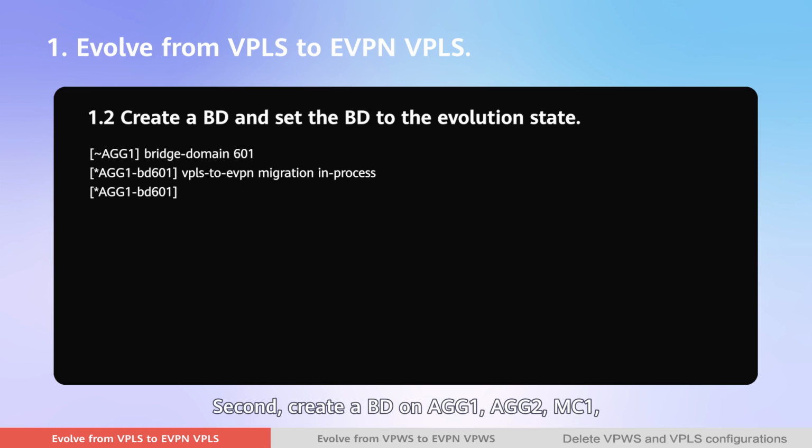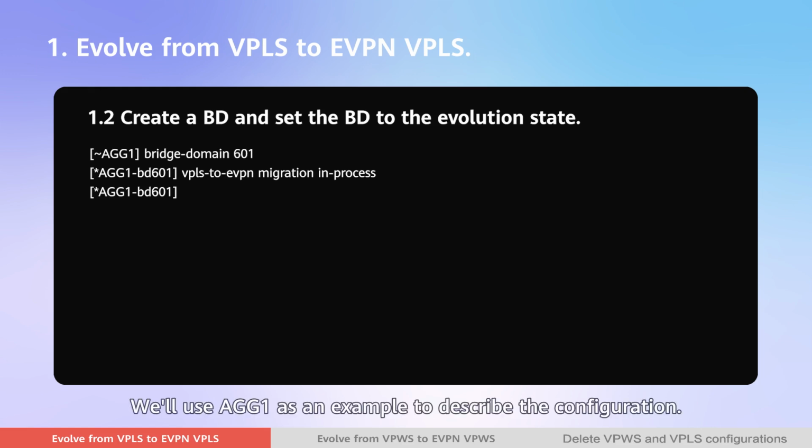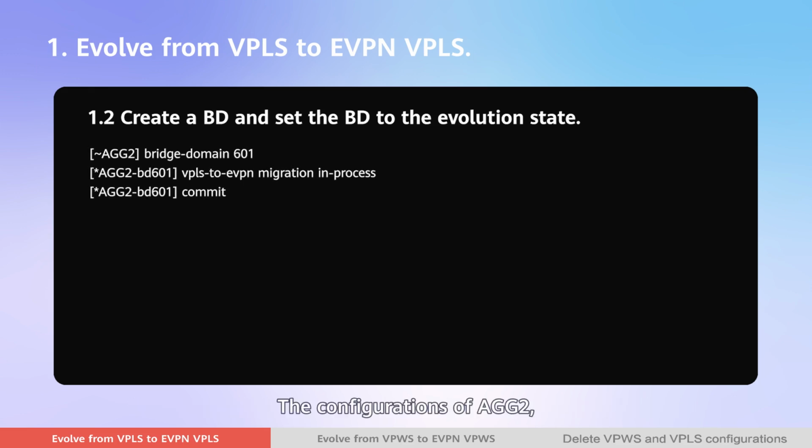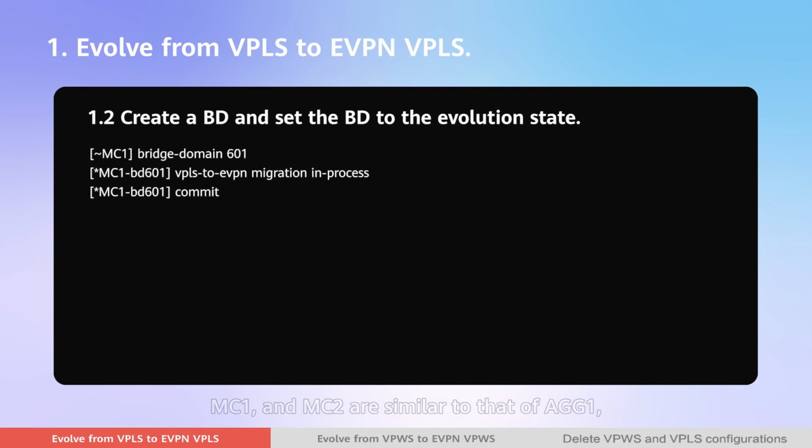Second, create a BD on AGG1, AGG2, MC1, and MC2, and set the BD to be in the evolution state. We'll use AGG1 as an example to describe the configuration. The configurations of AGG2, MC1, and MC2 are similar to that of AGG1, so we'll omit it here.